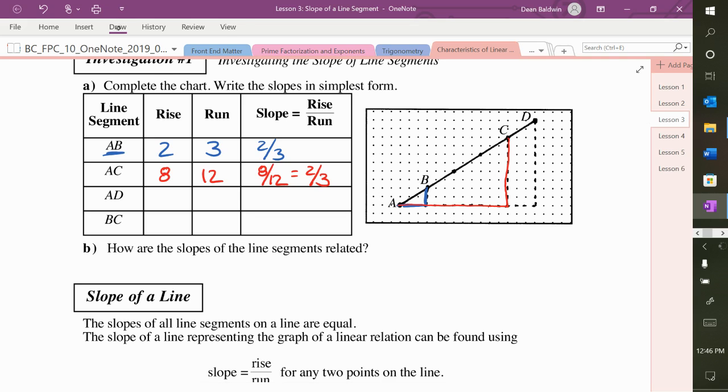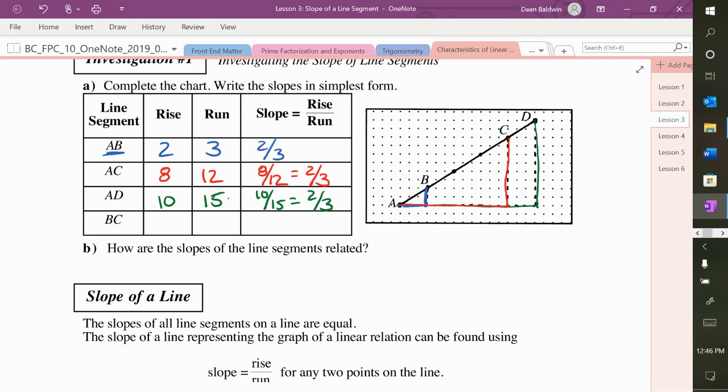Now do A to D, please. Fifteen is your run. What's your rise? What's 10/15? What goes into 10 and 15? 5. So it reduces to 2/3. What can you conclude about the slope of a line no matter what 2 points you pick? It stays the same. Doesn't matter where you pick your points. The slope is always the same on a straight line.